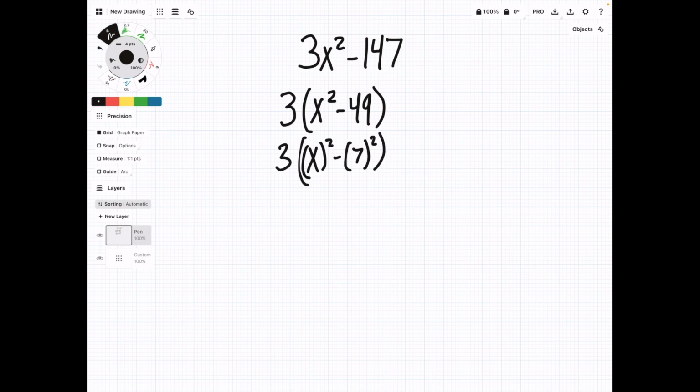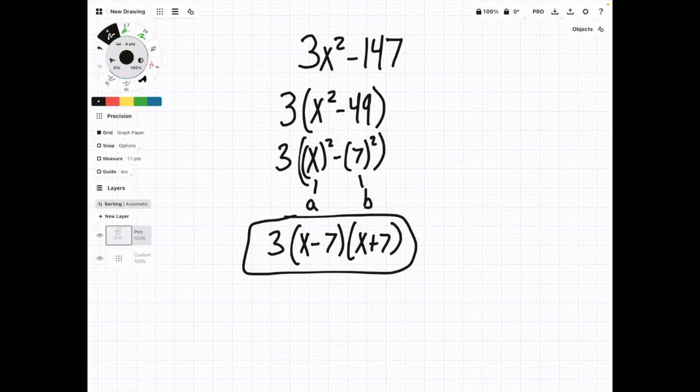We'll keep our 3 here. So this x is going to act as our a, and this 7 is going to be our b. So we can rewrite the inside of this parentheses as x minus 7 times x plus 7, and we'll keep our 3 out front. And this is the factored form. Try a couple more.